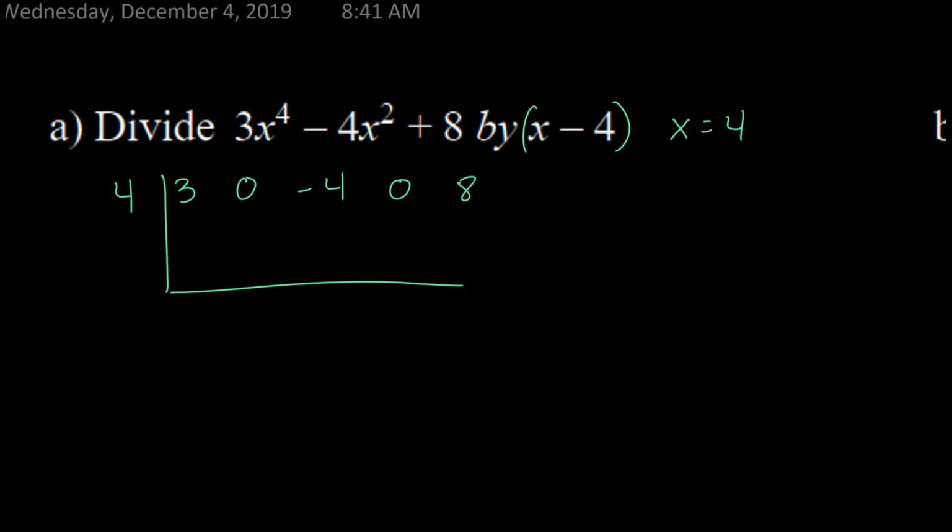What's my first step? 3. Yes, pull that 3 down, and then what? Multiply 4 times 3, and you get 12. And then what are you doing inside the house? Combining. 0 plus 12 is? 12. 4 times 12 is? 48.